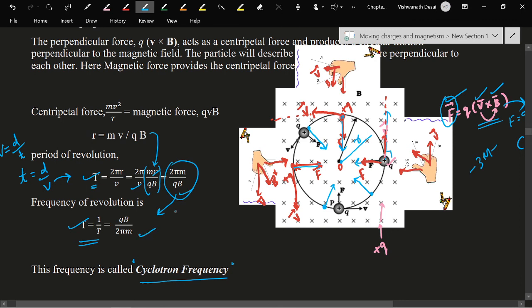And all these are 3-mark questions only. You can start from the beginning and continue all these steps till the frequency, and you will get 3 marks. And even the radius is also 3 marks. Okay, easy derivation it is.